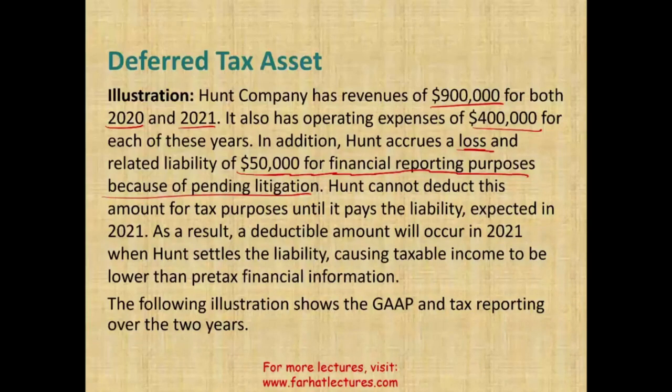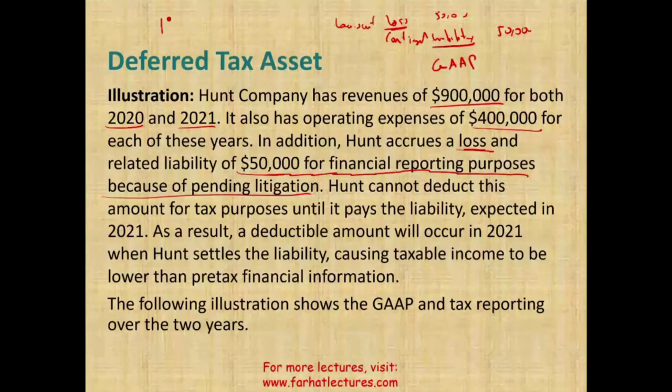So what happened? Hunt has to book a contingent liability. What does that mean? It means they debit lawsuit loss of $50,000, and they credit the estimated or contingent liability of $50,000. So they debited a loss, which they take for GAAP. This is for GAAP. For GAAP, they have a loss and a liability.